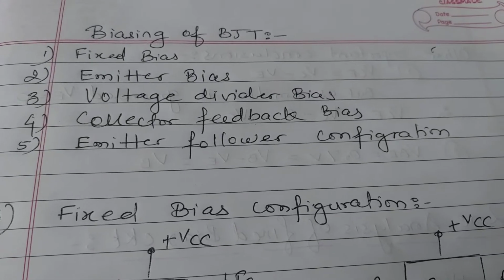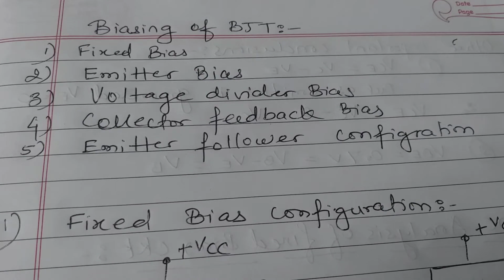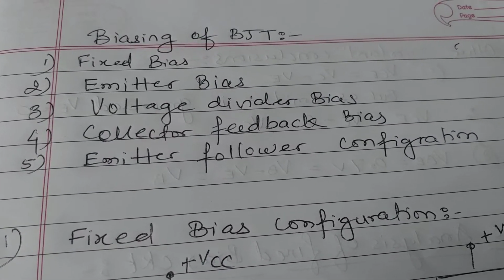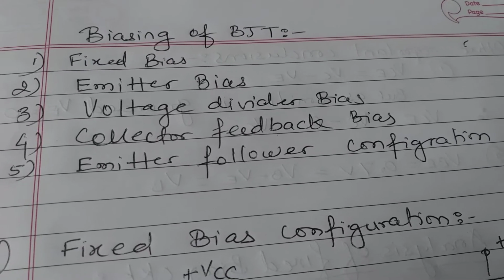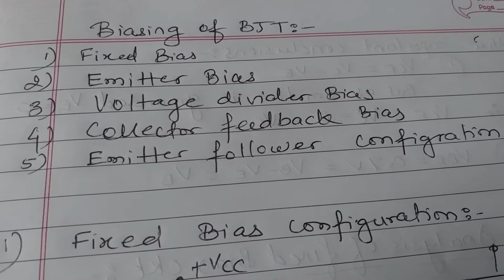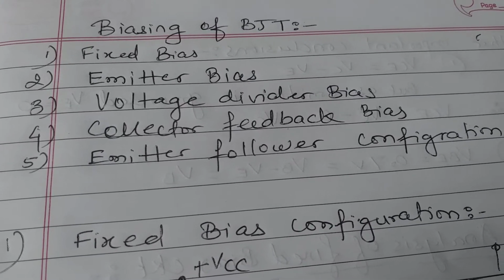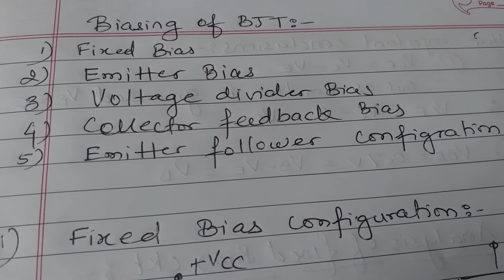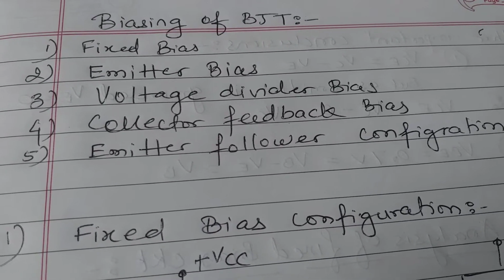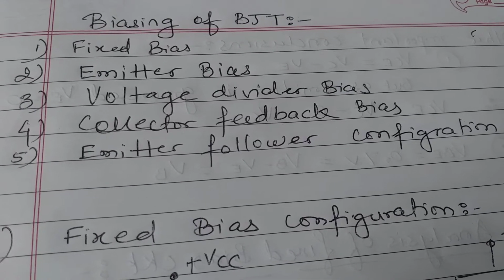Hello all. Today's topic we are going to discuss is biasing of BJT. So basically, the purpose of biasing a transistor is to keep the transistor in a stable operating condition. As we all know, the transistor should operate in the active region for faithful amplification. So we are going to discuss in detail one by one.